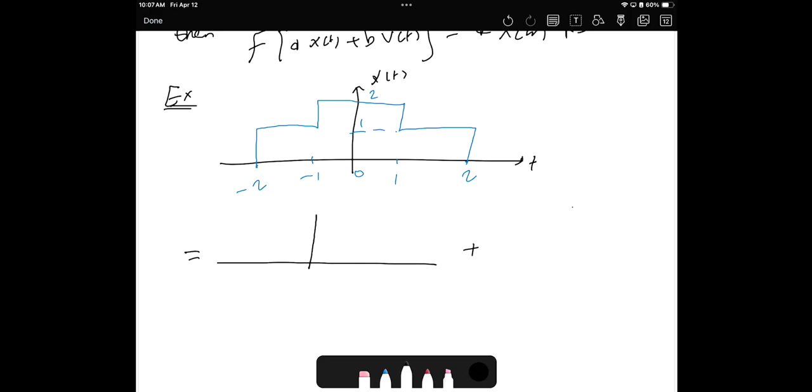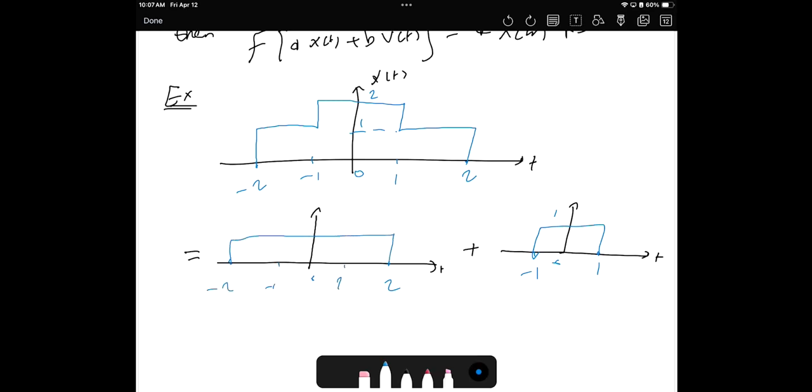This is actually equal to this plus this. So here is t, then here is 1, here is negative 1, with the amplitude 1, and here's 2, here's negative 2, with the amplitude 1. So basically, if you add the left-hand side and right-hand side together, this yields x of t. Okay? Does this make sense?